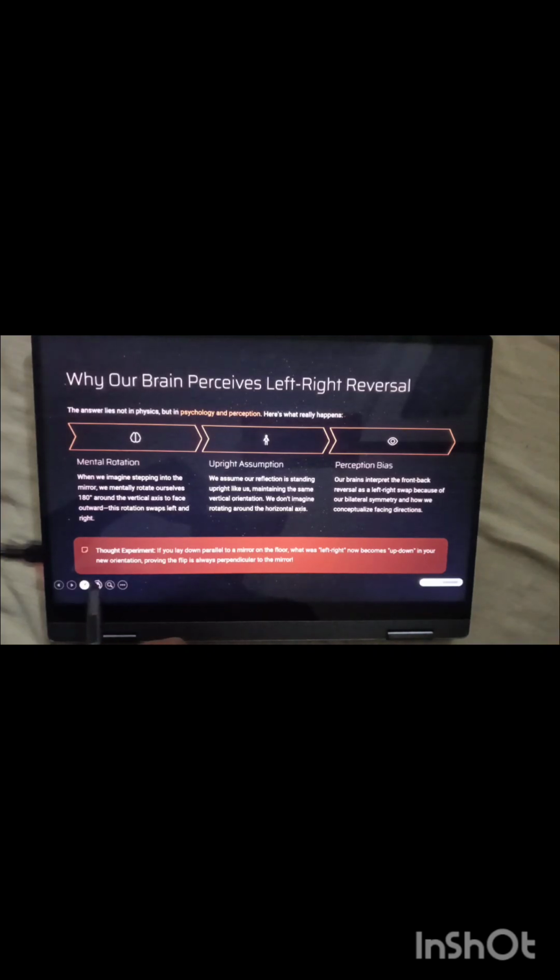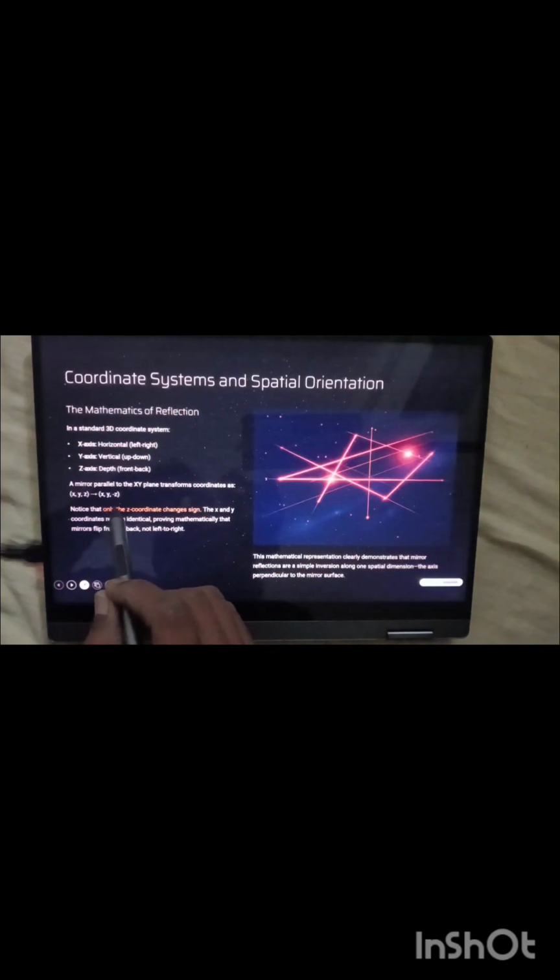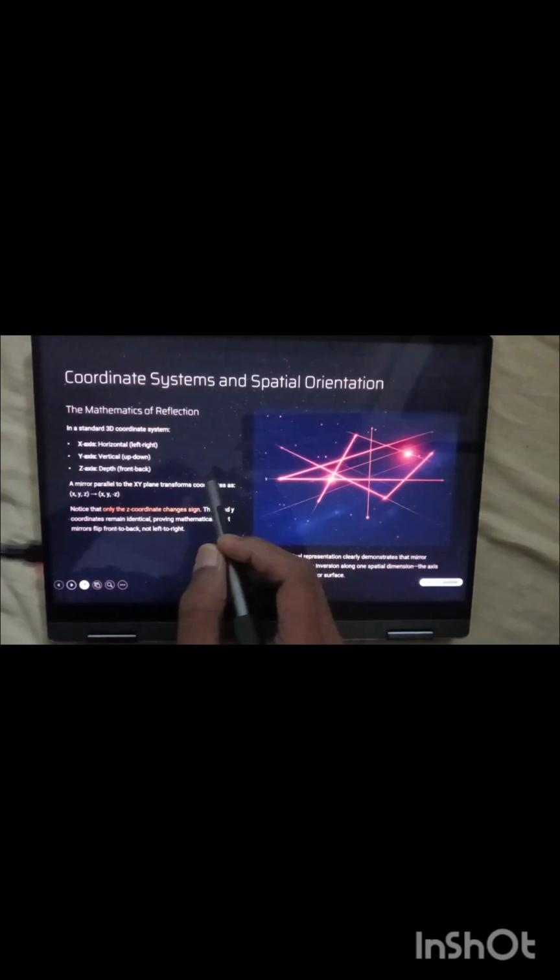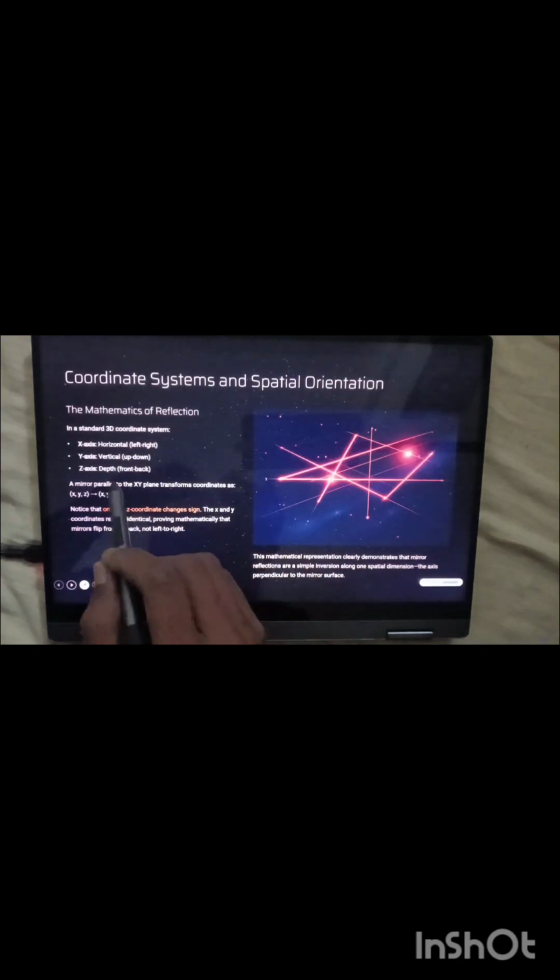Now, next slide. Coordinate system and spatial orientation. The mathematics of reflection is in a standard 3D coordinate system. The X-axis is horizontal, left or right. The Y-axis is vertical, up or down. The Z-axis is depth, front or back.